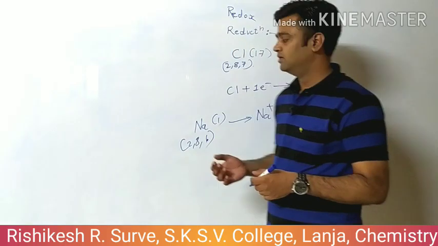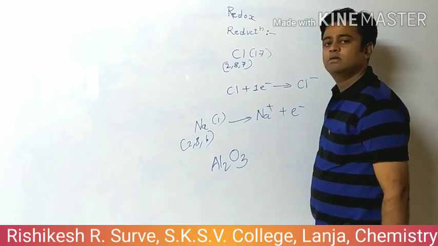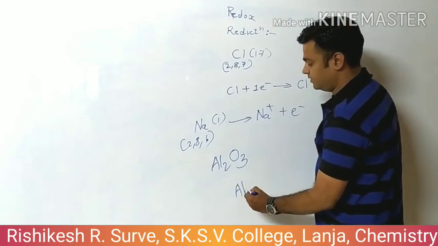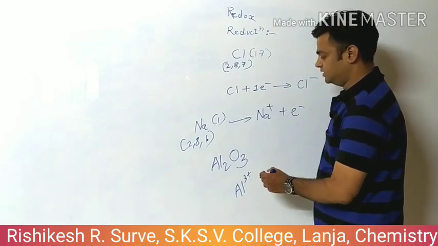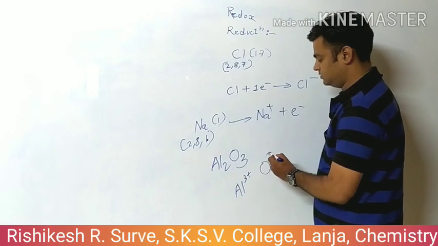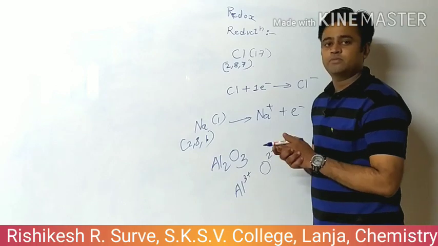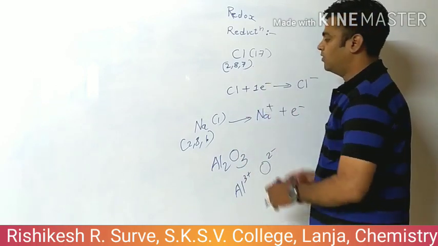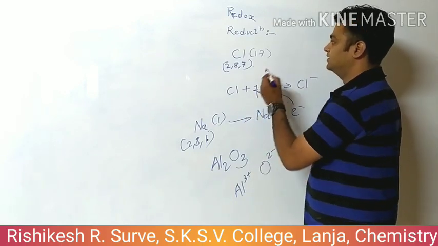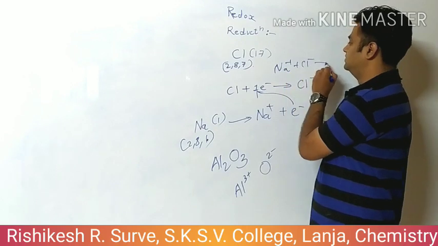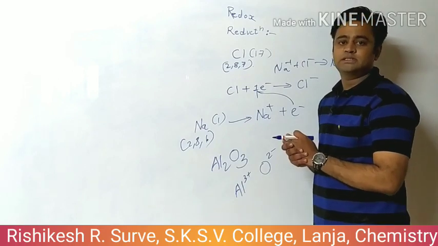Let's take another example. In case of Al2O3, we know aluminium is in +3 state. These 3 electrons will get transferred to oxygen, O2 minus. And here also there is an oxidation reduction process. If we come back to the above process, sodium is losing one electron, chlorine is gaining this one electron, and hence Na plus Cl minus becomes NaCl. This is the redox process.